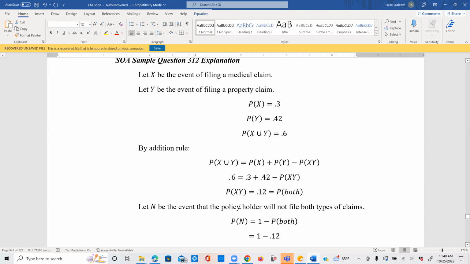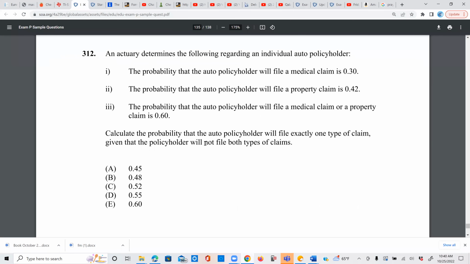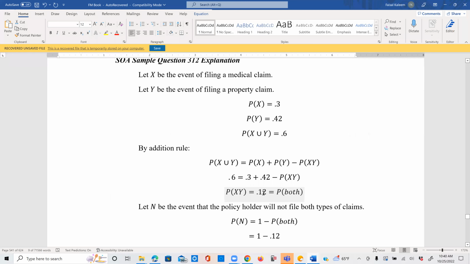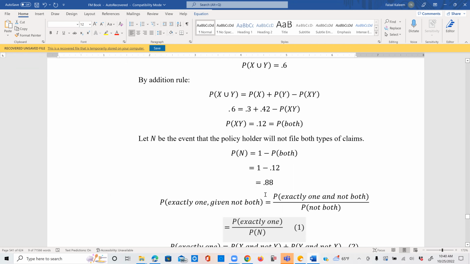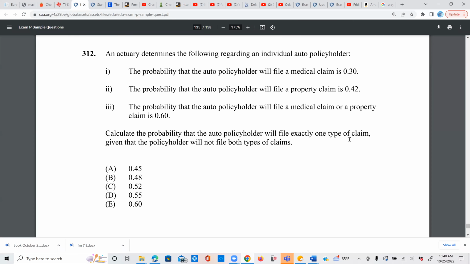So let N be the event that the holder will not file both the claims. So if we look back, we are given that the policyholder will not file both types of claims. Since the probability of both claims is 0.12, not both claims would be the complement of that. So if N is the event of not filing both types of claims, then P of N would be 0.88.